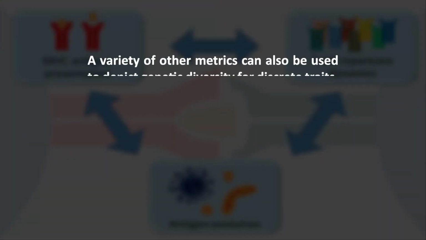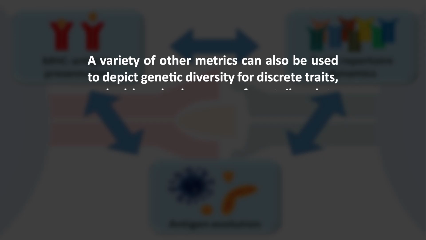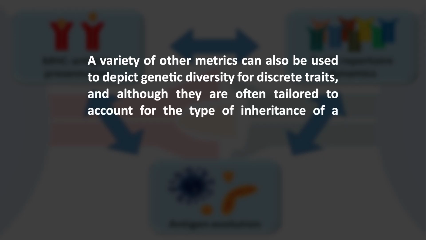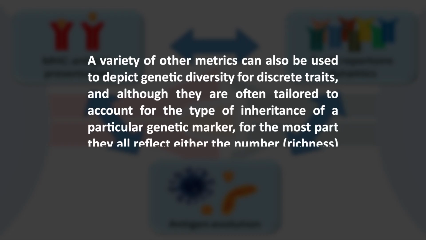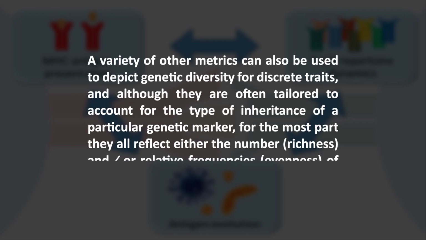A variety of other metrics can also be used to depict genetic diversity for discrete traits, and although they are often tailored to account for the type of inheritance of a particular genetic marker, for the most part they all reflect either the number, that is the richness, and/or relative frequencies, that is the evenness, of alleles.